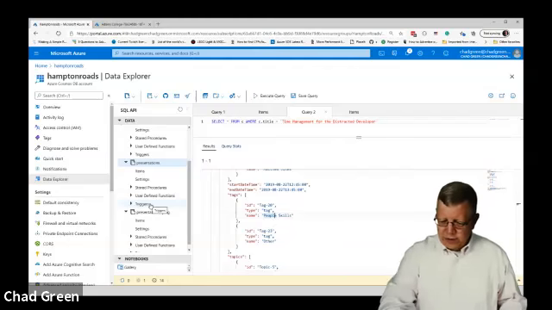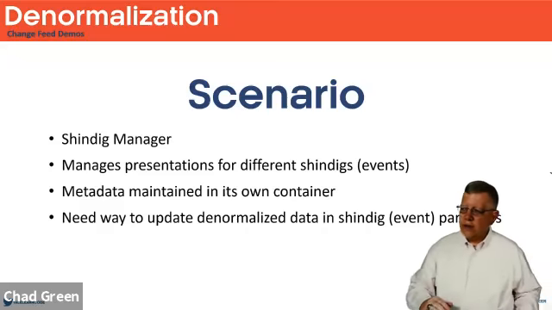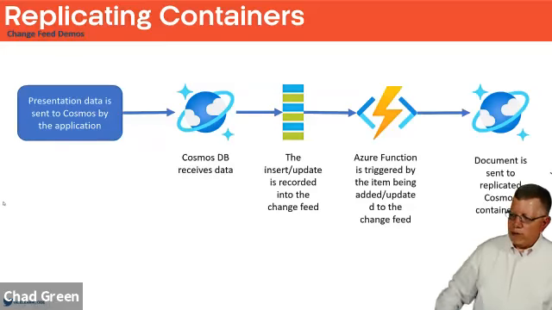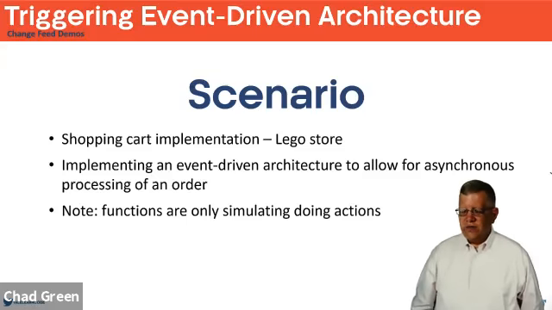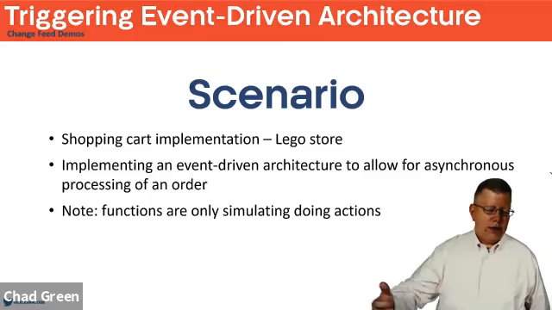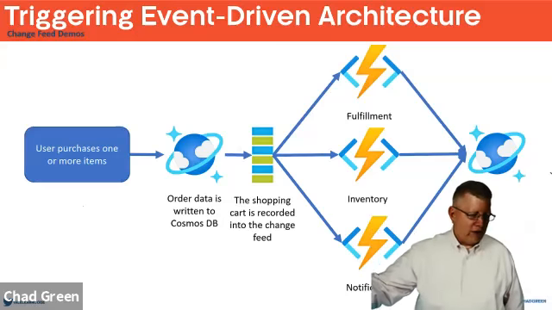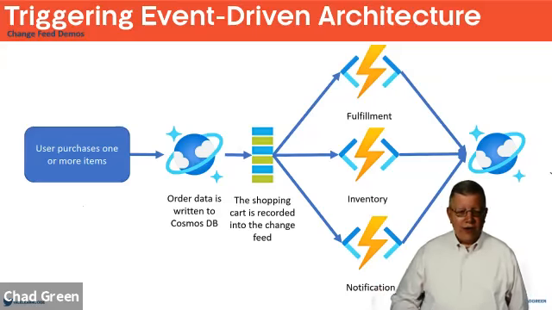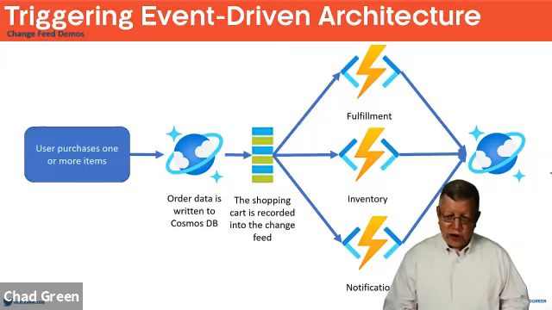All right, so now let's go back to our presentation deck. So I have one more demo to show. There was a demo we already showed. All right, so triggering an event-driven architecture. Here I'm going to do a store implementation, and you can see fulfillment, inventory, and notification. My Azure functions aren't really doing anything, they're just updating the record. Other than that, there's not a whole lot to show in here.